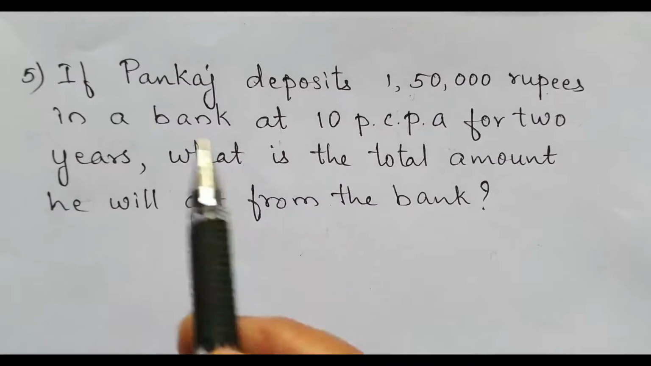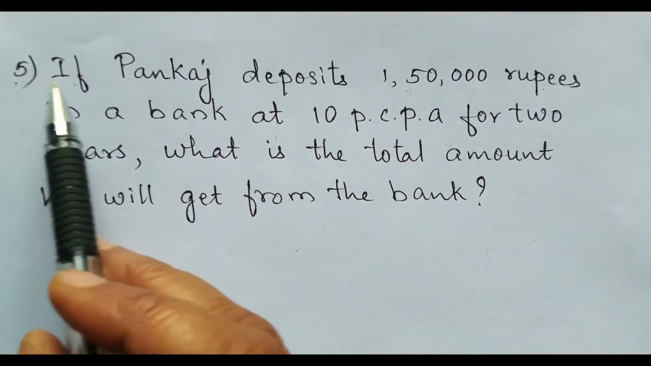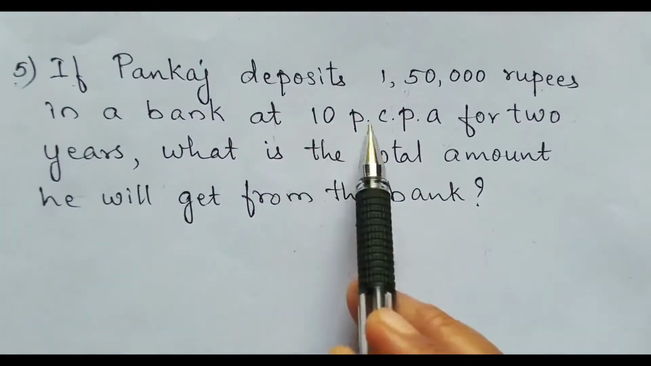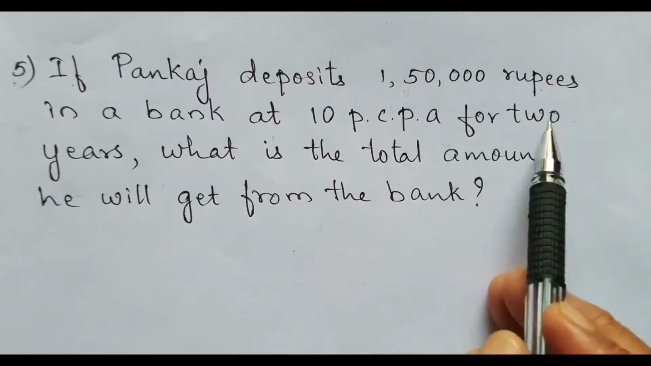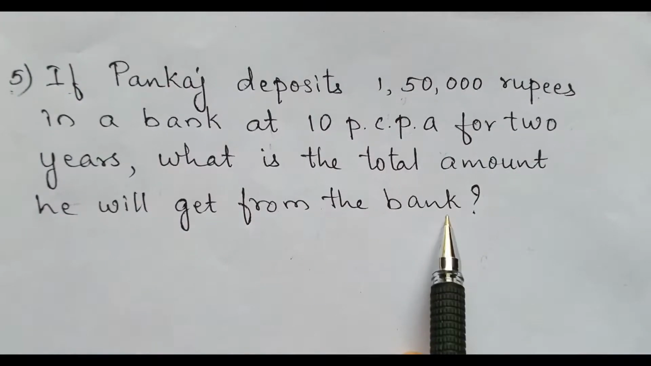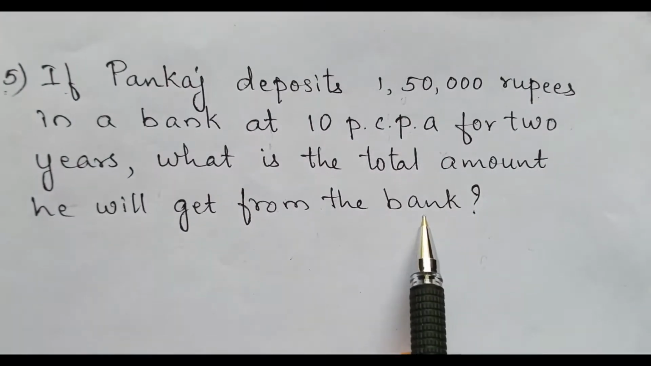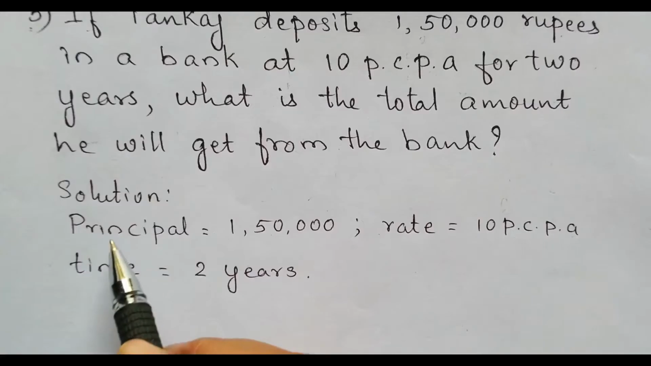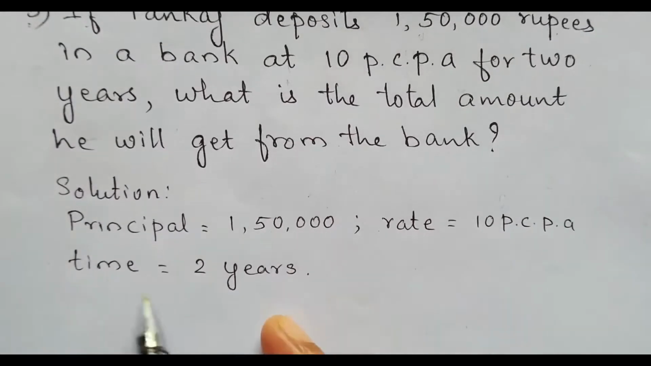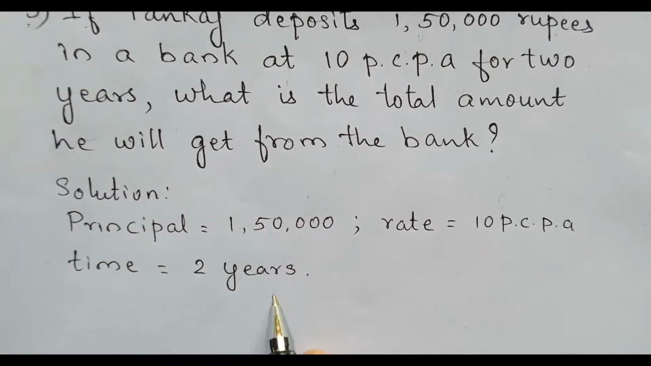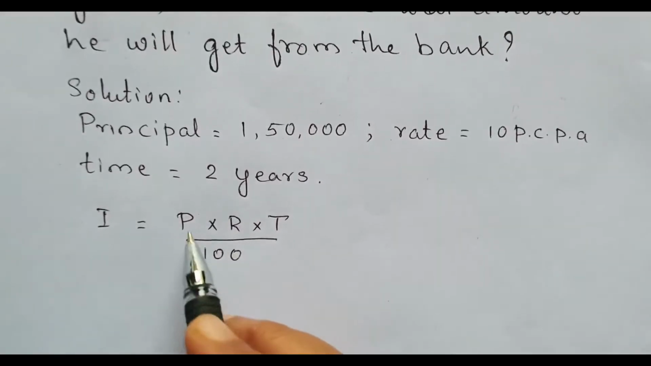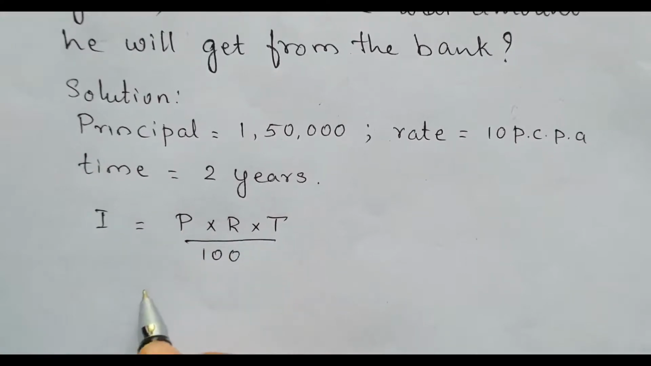Now let's see the last question of the practice set. Question number 5. If Pankaj deposits 1,50,000 rupees in a bank at 10% per annum for 2 years, what is the total amount he will get from the bank? Very simple question. First let us write what is given. It's given principal is 1,50,000. The rate of interest is 10% per annum and the time is 2 years. So first let us calculate the simple interest for 2 years. We know I is equal to PRT upon 100.